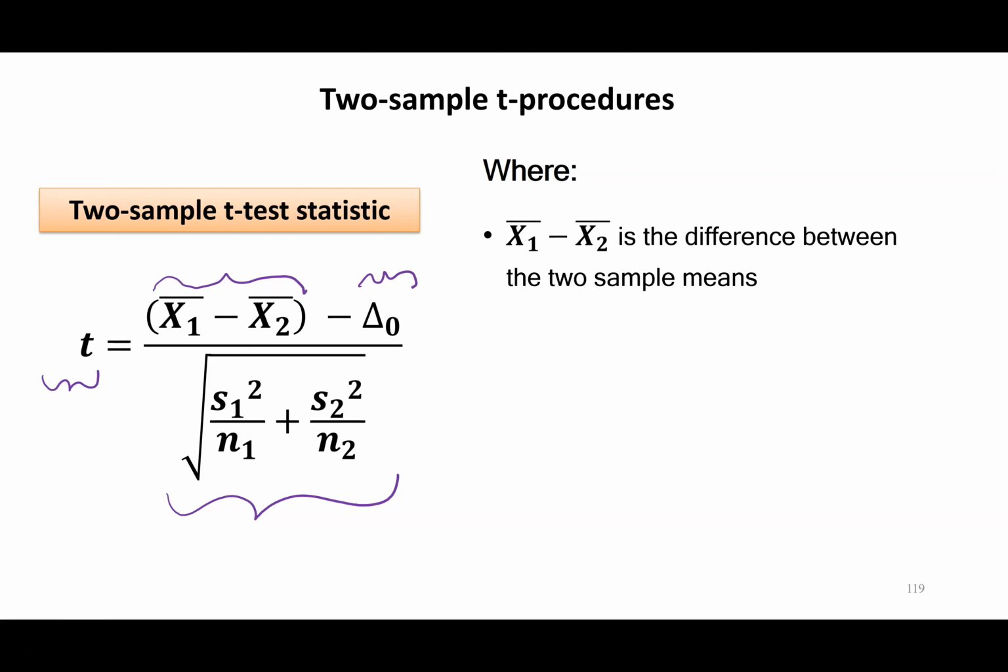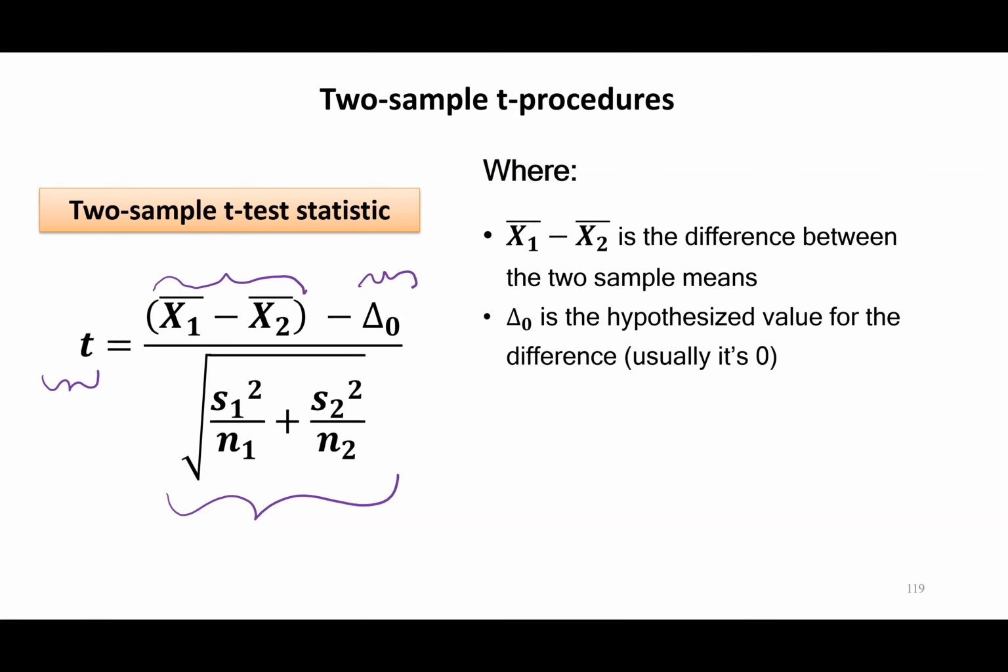x bar 1 minus x bar 2, that's the observed difference of the two sample means. This is our point estimate from the samples. Delta naught is the hypothesized value for the difference. Almost always it's going to be 0. I do occasionally see a scenario where it isn't 0, but it usually is because people usually want to say whether or not there's a difference. Now, if they want to test to see if the mean in population 2 is greater than 5, then that value would be 5.